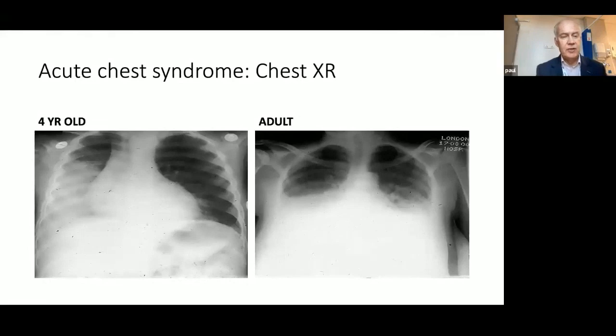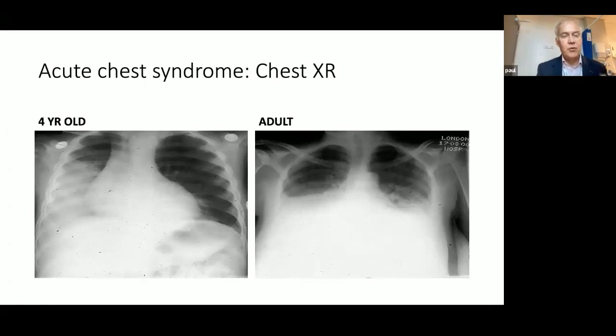The one on the left is a young child showing what appears to be a lobar pneumonia on the right side there, in the right lower lobe, and on the right side, that chest X-ray is of an adult showing bilateral chest changes, pulmonary changes at the lung bases. Both of these are diagnostic of an acute chest syndrome.